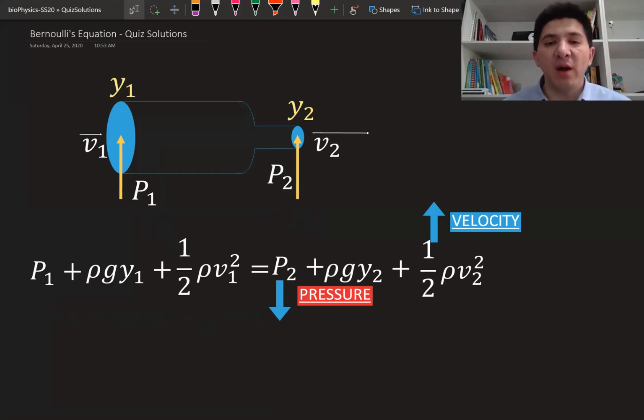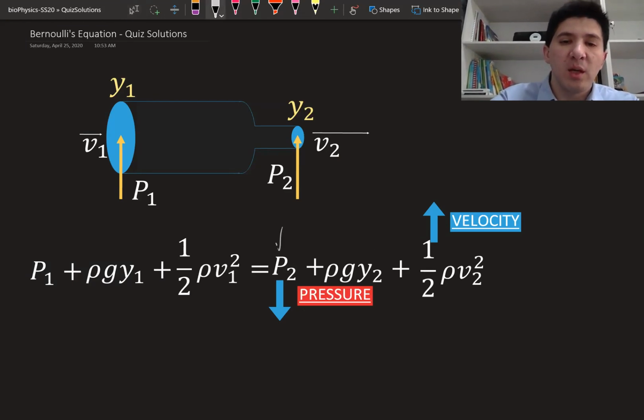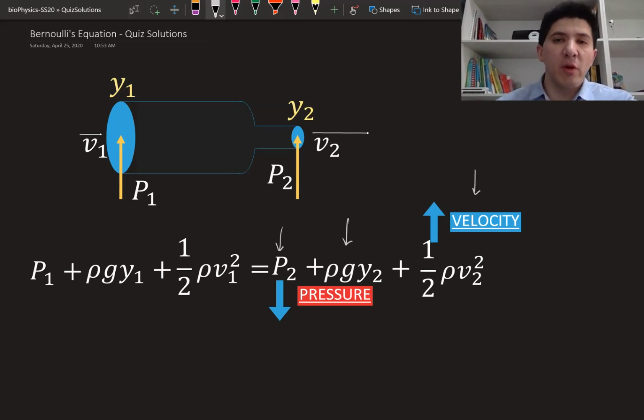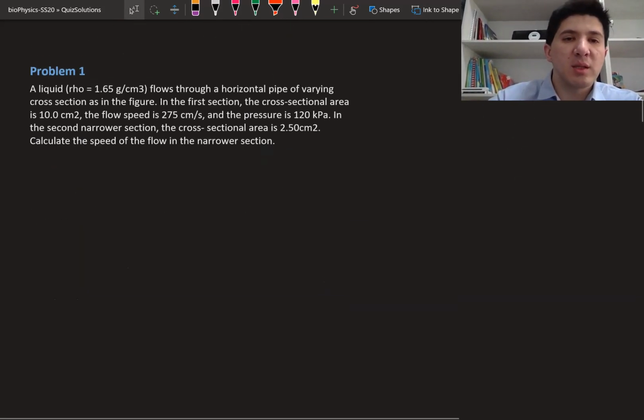And we are going to find the total energy of the fluid by adding the pressure P plus the potential energy rho g y plus the kinetic energy 1/2 rho v squared. So we are going to solve a couple of problems using this equation.